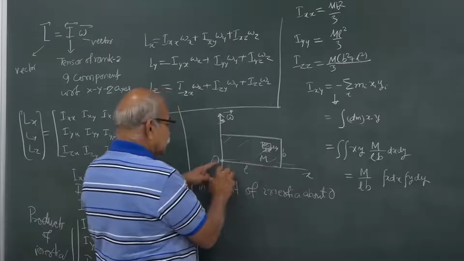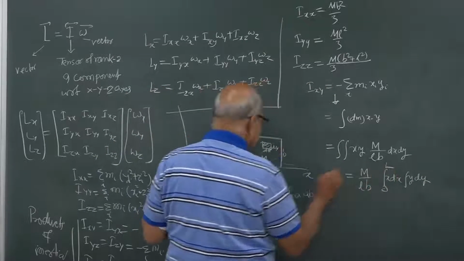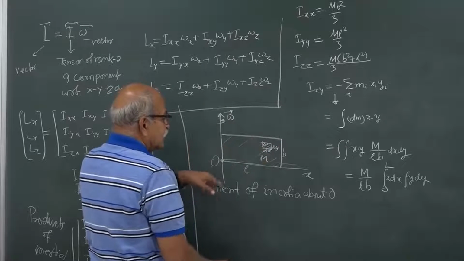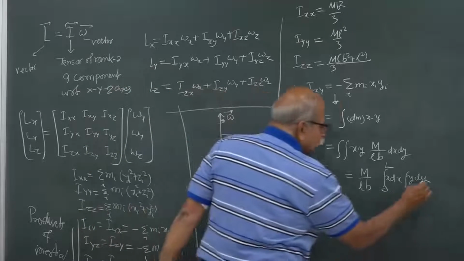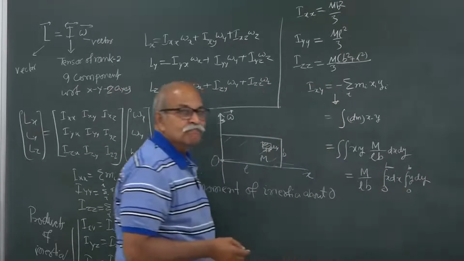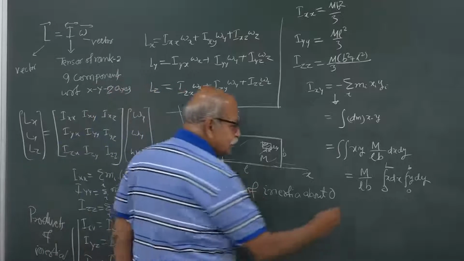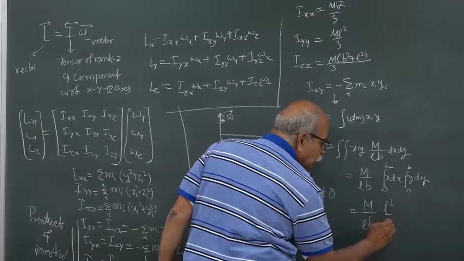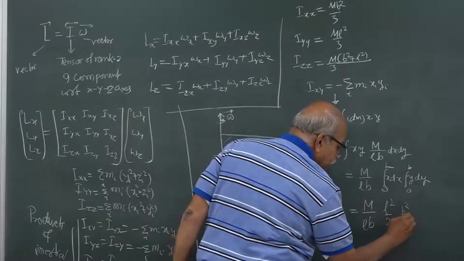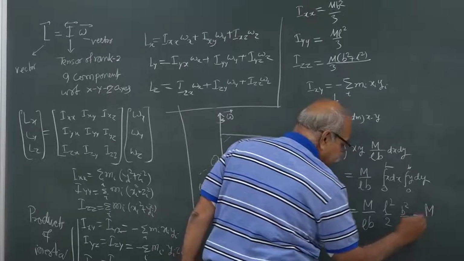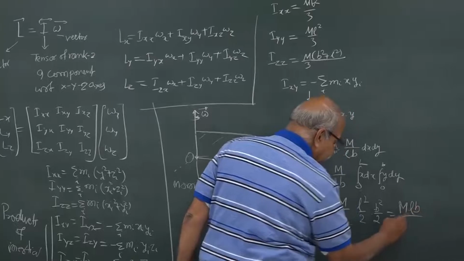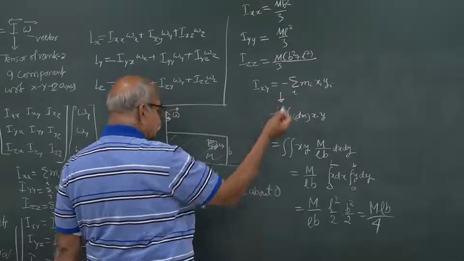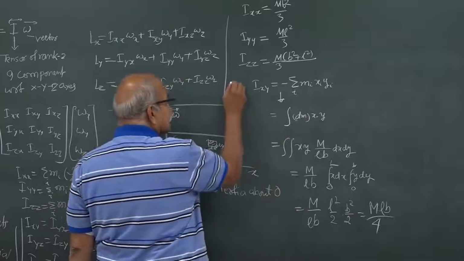x will go from 0 to L. You have to take this element here, here, here, everywhere, and then add, and y will go from 0 to b. The integration is fairly simple. It is m divided by L into b, L square by 2, b square by 2. So, m into L b divided by 4, that is Ixy and the same as Iyx. Okay. This is the same as Iyx.